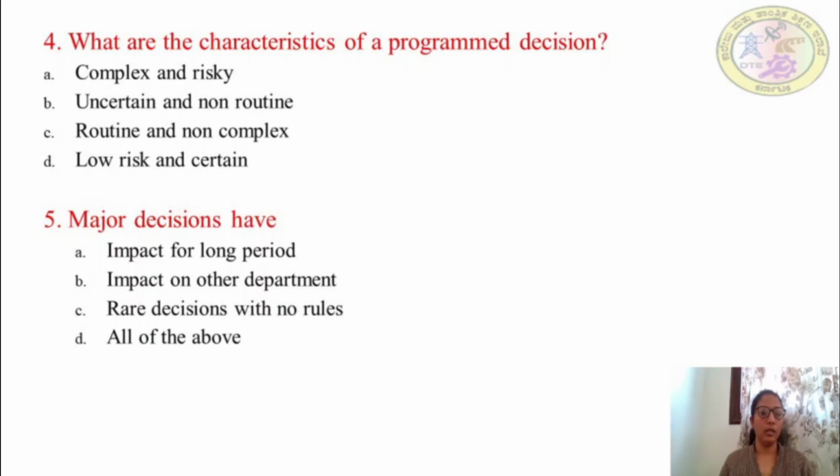Next, major decisions have impact for option A, impact for long period, option B, impact on other department, option C, rare decisions with no rules, and option D is all of the above. And the correct answer is option D, that is all of the above. Major decisions will have impact for long period and also they will impact other departments. And these are the rare decisions with no rules.